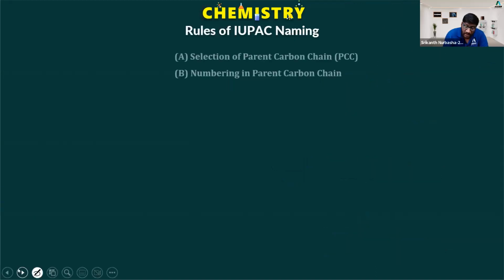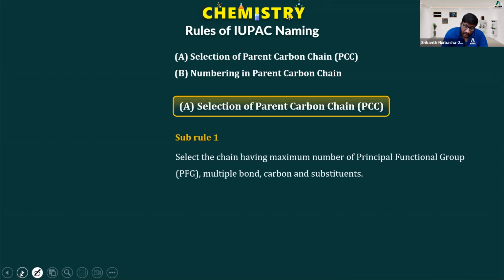Now let us start with some set of rules. Although we have seen the primary suffix, primary prefix, secondary suffixes, secondary prefixes, there are some set of rules which you have to follow when you select the parent carbon chain or while you are giving the numbering. Selection of parent carbon chain, PCC. In the first rule, select the chain having the maximum number of principal functional groups, multiple bonds, carbons and substituents.